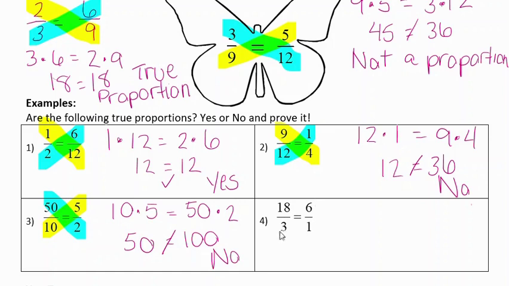And then the same thing with the last one. I'm going to do 3 times 6. And then on my other wing, I'm going to have 18 times 1. So I have 18 times 1 on this side. 3 times 6 gives me 18. 18 times 1 gives me 18. So yes, these are proportional relationships.